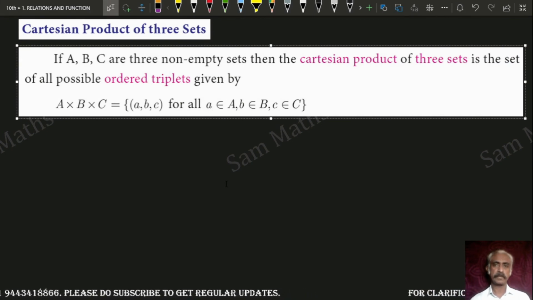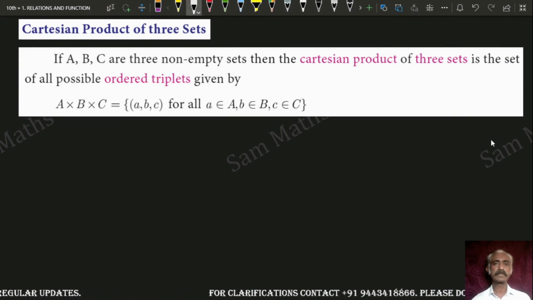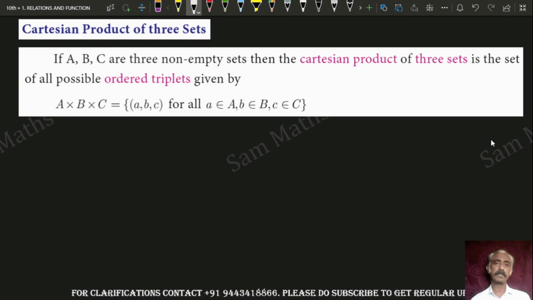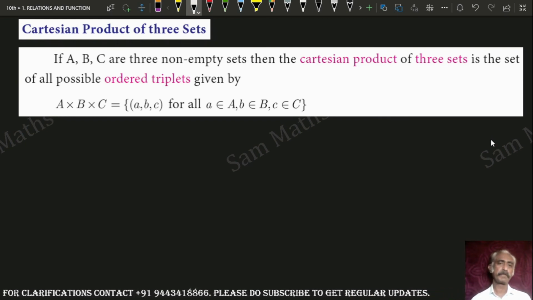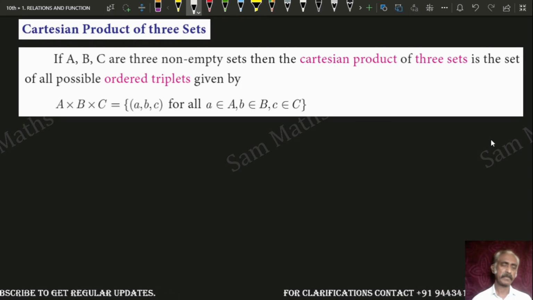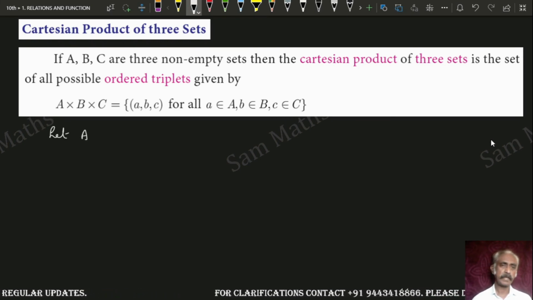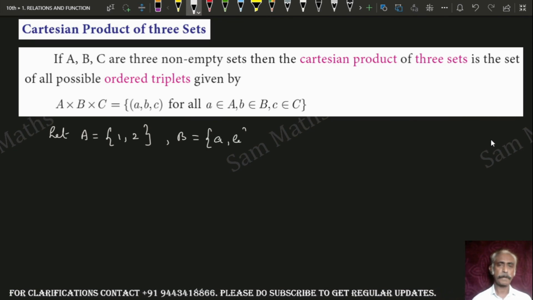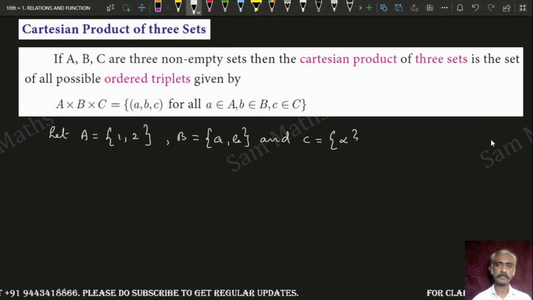Cartesian product of 3 sets. If A, B, C are 3 non-empty sets, then the Cartesian product of 3 sets is the set of all possible ordered triplets given by A cross B cross C is equal to the set of (a, b, c), the ordered triplet, for all a belongs to A, b belongs to B and c belongs to C. For example, let A is equal to {1, 2}, B is equal to {a, b} and C is equal to {alpha}.